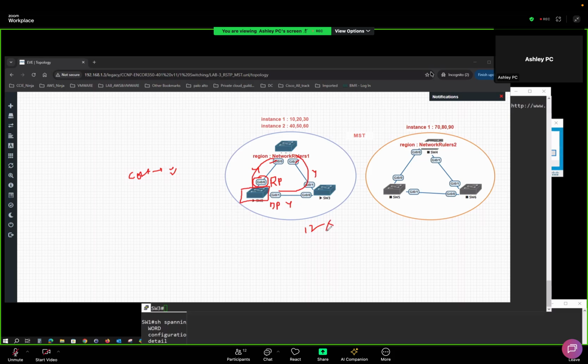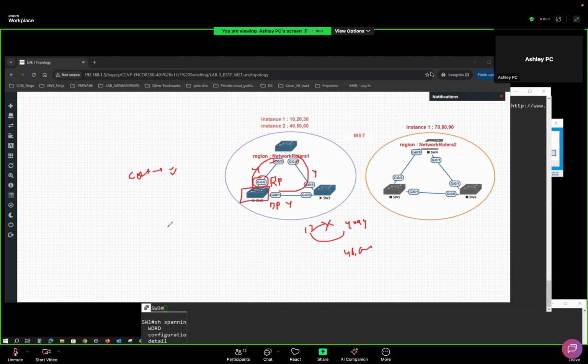If we calculate in this way, then multiplying 12 by 4,000 will give 48,000. So depending upon that total cost, if we do it as Gig 0/0, it is the root port, right? This calculation says that for VLAN 1, for instance 0, it has that cost calculation because it is going to bundle that VLAN.